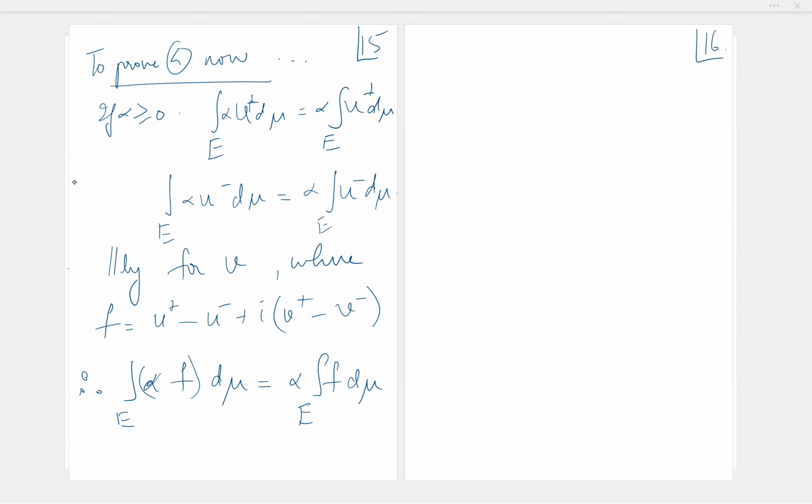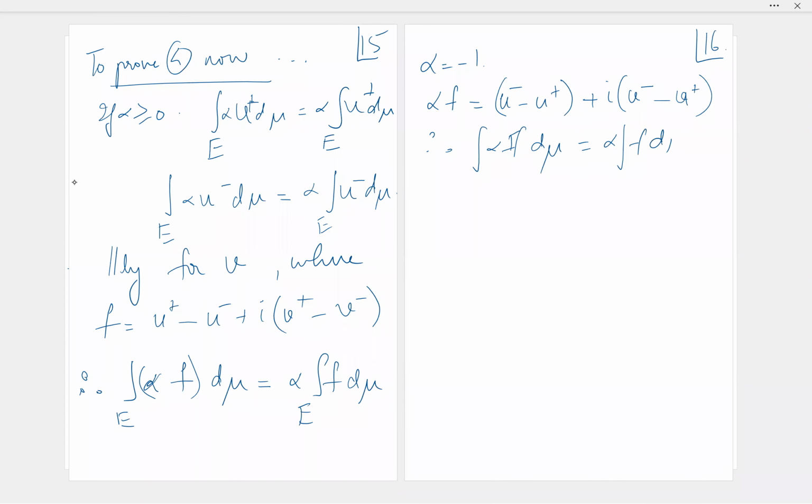And just now, similarly, if alpha is minus 1, what does alpha f become? It will simply be minus f. U minus, minus. So a similar thing will be true for alpha. Okay, something has happened with my pen. Is there any other value of alpha for which you can immediately read? We can write it as positive part into minus one. So this is fine, right? Yes, ma'am.